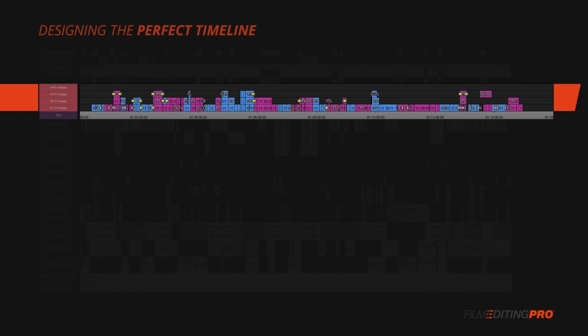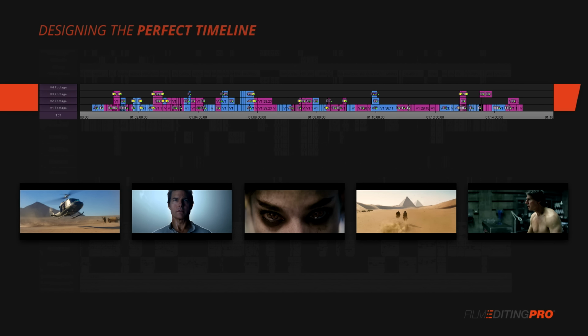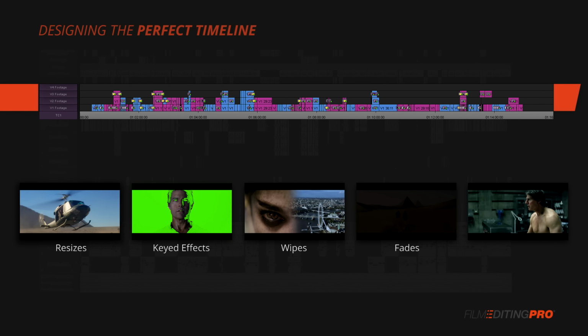Okay, so here we have our editing timeline. Let's begin with V1 and we'll work our way up. So here we have video layers 1, 2, 3, and 4. These are the workhorse layers, where most of the picture editing will be happening. This is where you'll be adding all your footage to craft the scene. You'll also be using these layers for adding simple effects from your editing software. That might include picture resizes, keyed effects, wipes, fades, dissolves, and on and on.